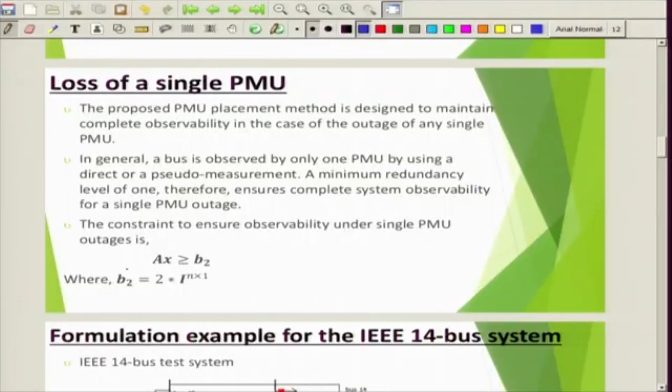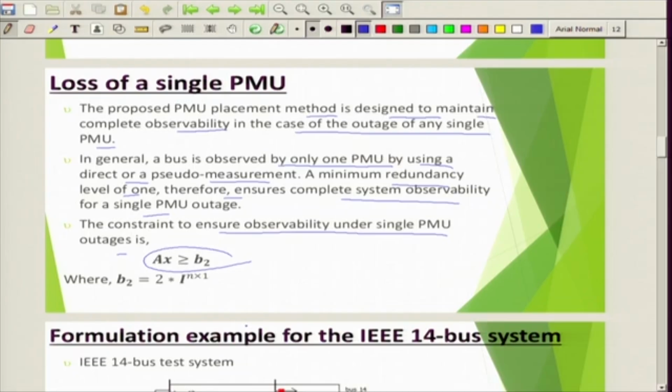The proposed PMU placement method is designed to maintain complete observability in the case of the outage of any single PMU. In general, a bus is observed by only one PMU by using a direct or a pseudo measurement. A minimum redundancy level of 1 therefore ensures complete system observability for a single PMU outage. The constraint to ensure observability under single PMU outage is the second constraint, Ax greater than or equal to B2. Remember, in the case of line outage we defined it as Ax greater than or equal to B1. Here it is B2, which is equal to 2.